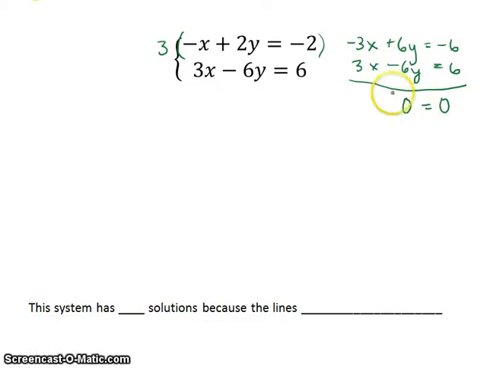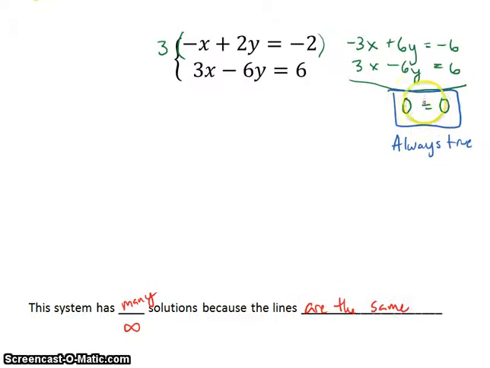Last time we got something that was never true. This is always true. So notice all our variables canceled again in this case. That's always true. So what that means is the system has many or infinite number of solutions because the lines are the same. They're always equal to each other. It's always true. So this top line is always right on top of the bottom line.